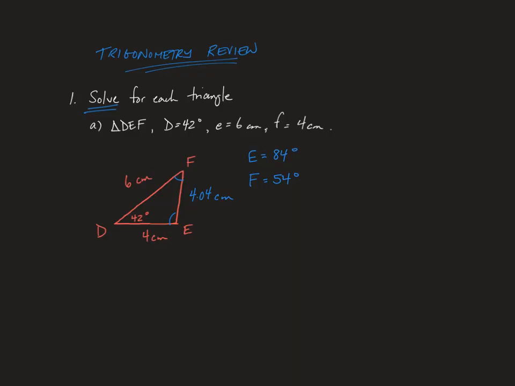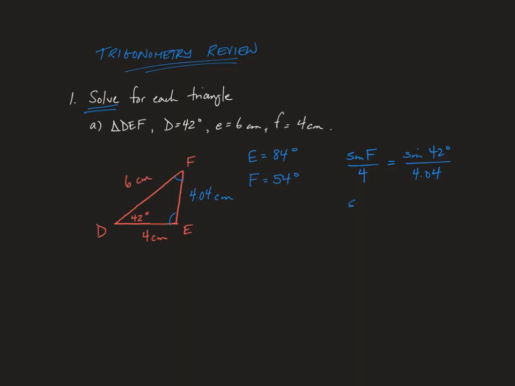So I'm going to very quickly go through the process of finding F first. If I went through to find F, I could say that the sine of F compared to its corresponding length of 4 has to equal the sine of that angle compared to its corresponding side.